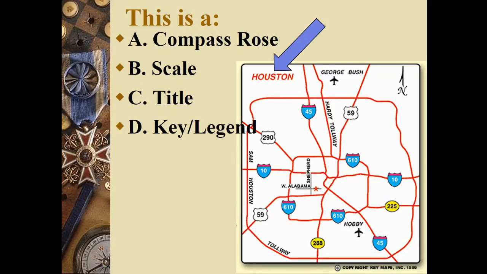So I sprinkle formative assessment throughout what I do. So, is this a compass rose, a scale, a title, or a legend? Now, the reason why title is important is because you need to know what you're looking at. I asked my kids, if I gave you a map of Texas without the title, would you know what it is? And they all say, yeah.